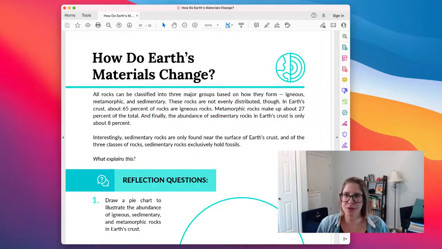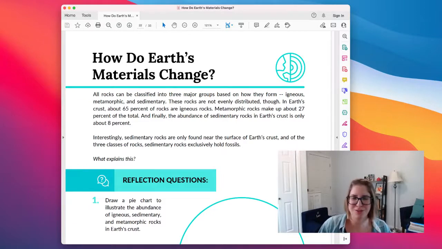So in order to understand Earth's history and how we can know what happened to the dinosaurs and why there's even some question about it, we need to understand, okay, igneous rocks we can date. Sedimentary rocks are harder to date. Igneous rocks don't have fossils.